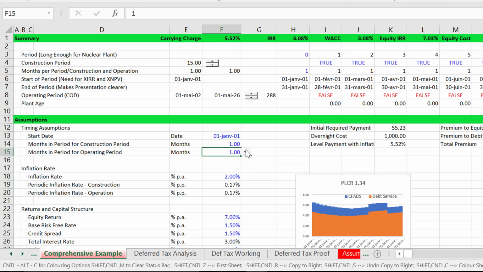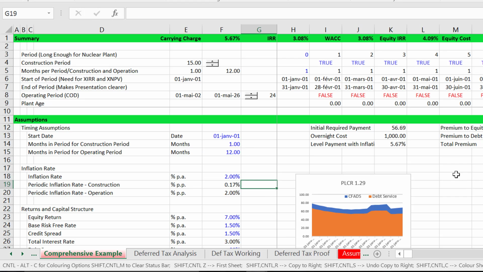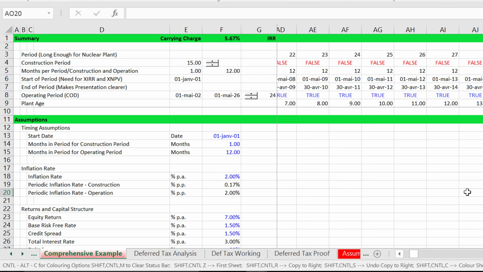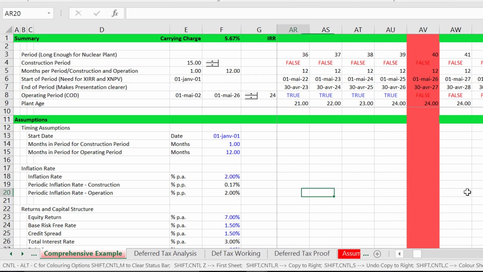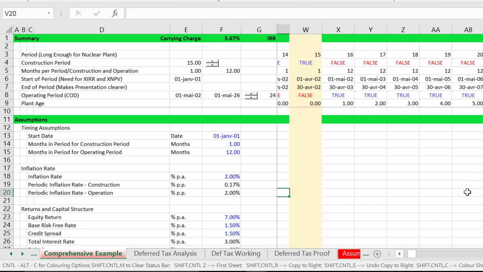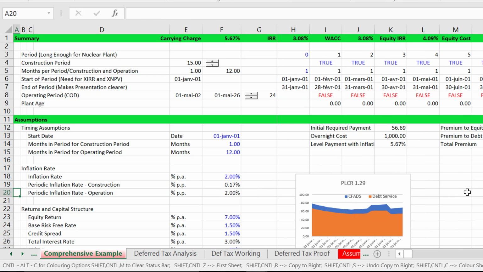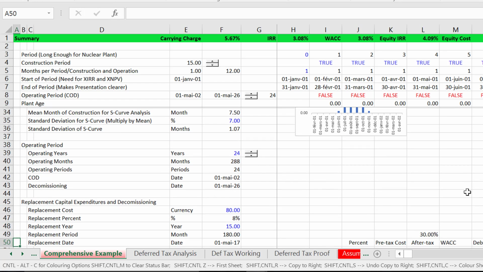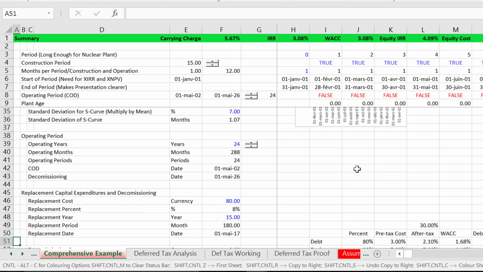So let's put the construction timing back to 12, and then it gives us a clearer picture. So then we have a much faster replacement cost and all that. And we make sure everything works, and all these equity IRRs and all that work when we have our different kinds of assumptions. There's one or two things I have to fix still on this, but I'm going to leave this video here and stop it.